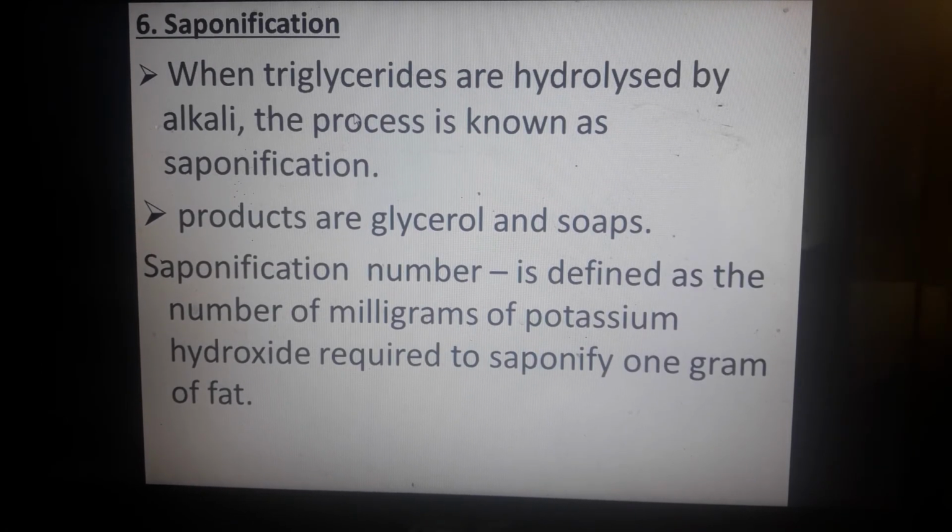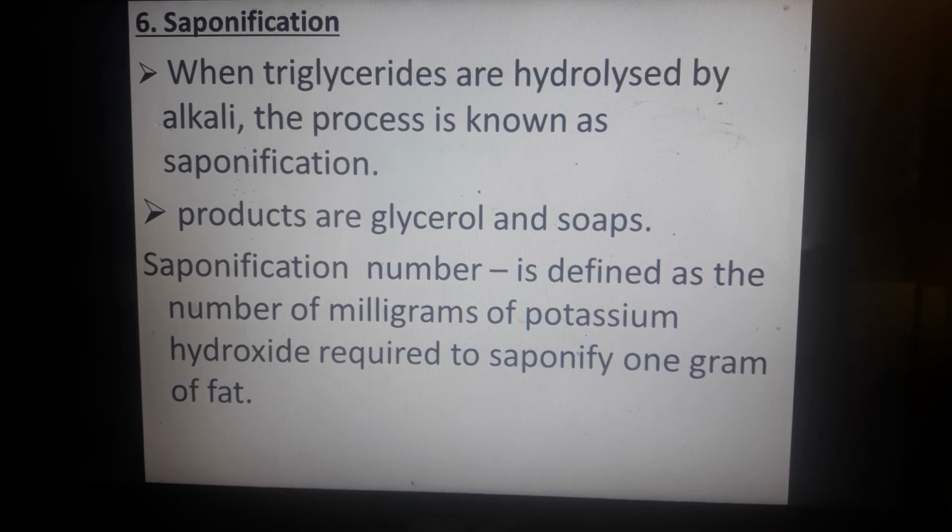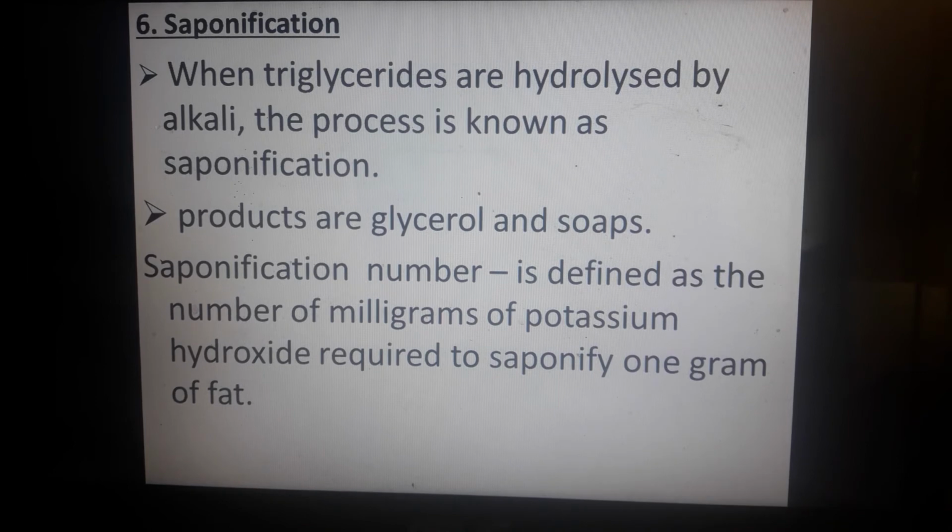Okay. Sa saponification, this is where triglycerides are hydrolyzed by an alkali, the process is known as saponification. Products are glycerol and soaps. Okay, saponification number is defined as the number of milligrams of potassium hydroxide required to saponify 1 gram of the fat. So yung saponification, that is the formation of soap. So there is addition of oil there.